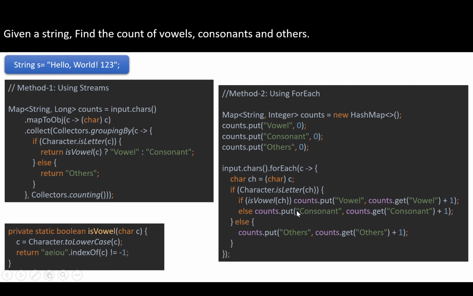If it is not a vowel, then get consonant and increase by 1. If it is not a letter, then add it into others and get others count and increase it by 1. This way you can solve it using forEach.